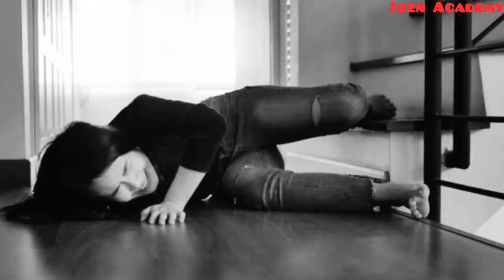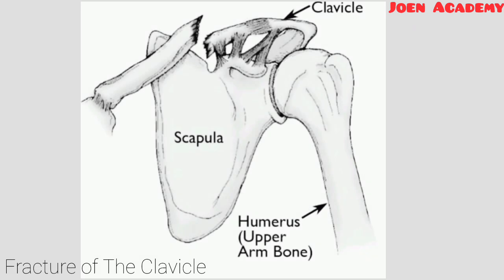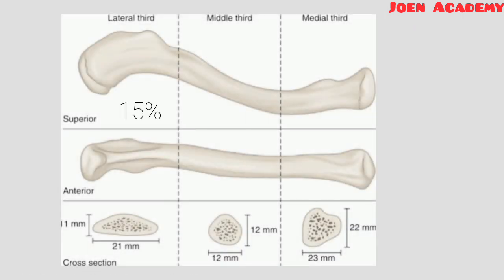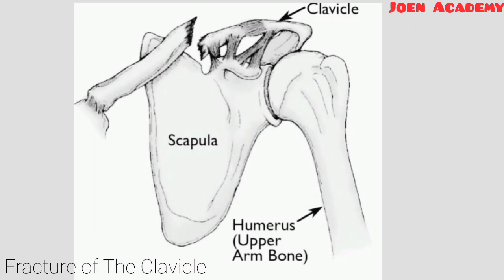With the clavicle arbitrarily divided into thirds, 15% of fractures occur in the lateral third, 80% occur in the middle third, while the other 5% occur in the medial third. After a fracture, the lateral end of the clavicle is displaced inferiorly by the weight of the arm and displaced medially by the pectoralis major. The medial end is pulled superiorly by the sternocleidomastoid muscle.